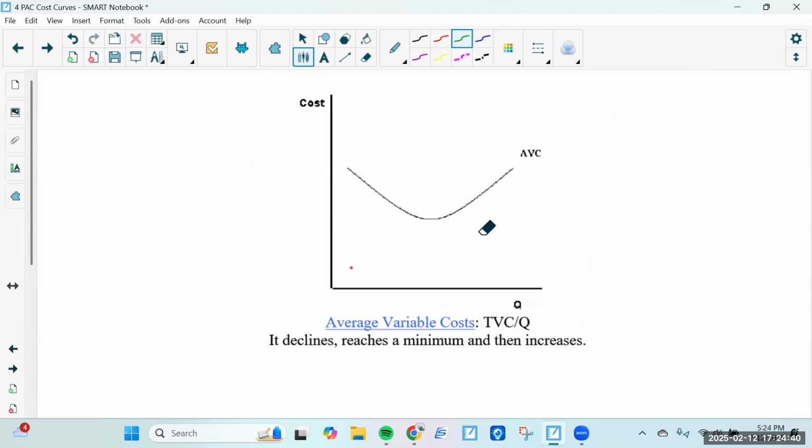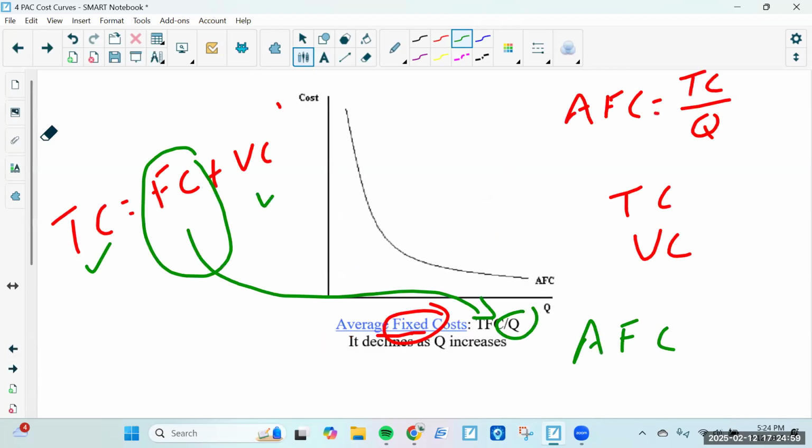All right, now we're getting into the more important ones, the ones that you will have to draw in this class, and fairly likely on the actual AP exam. This one is average variable cost. We already did average fixed cost, and we said average fixed cost starts off high and gets smaller and smaller.